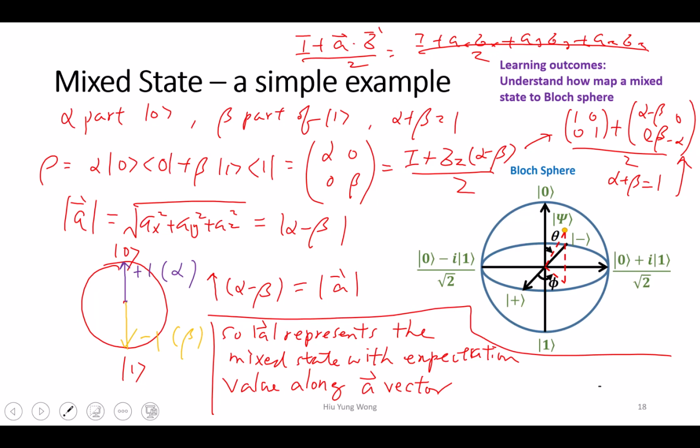Use sigma Z as an example. Now A is actually pointing up. And the expectation value is going to be the length of A when you measure the spin in the Z direction.